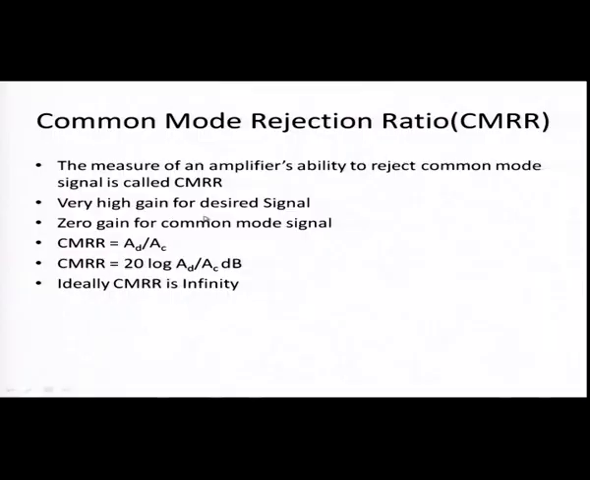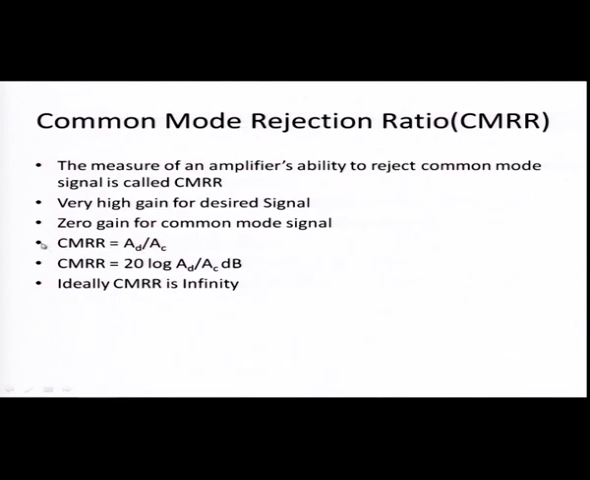Then what is the common mode rejection ratio, CMRR? It is defined as the measure of an amplifier's ability to reject the common mode signal. To reject the common mode signal, in the sense, it has to reject the noise. So, it is the common mode rejection ratio. The gain should be very high for the desired signal, or you can say the differential signal, and 0 gain for the common mode signal.